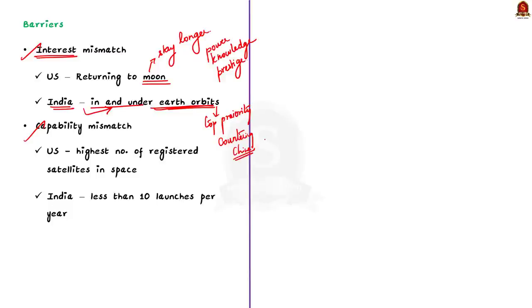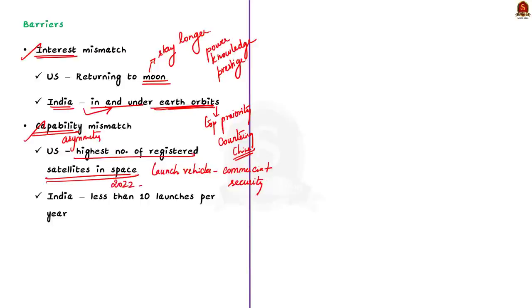Now, secondly, there is asymmetry in capabilities. The US has the highest number of registered satellites in space. It also has a range of launch vehicles serving both commercial and national security needs. Besides this, private entity SpaceX, for example, managed to achieve a record 61 launches in the year 2022. This is the US scenario. On the other hand, the Indian Space Research Organization currently undertakes fewer than 10 launches each year. The Indian government also opened the space industry to the private sector, but only in 2020.